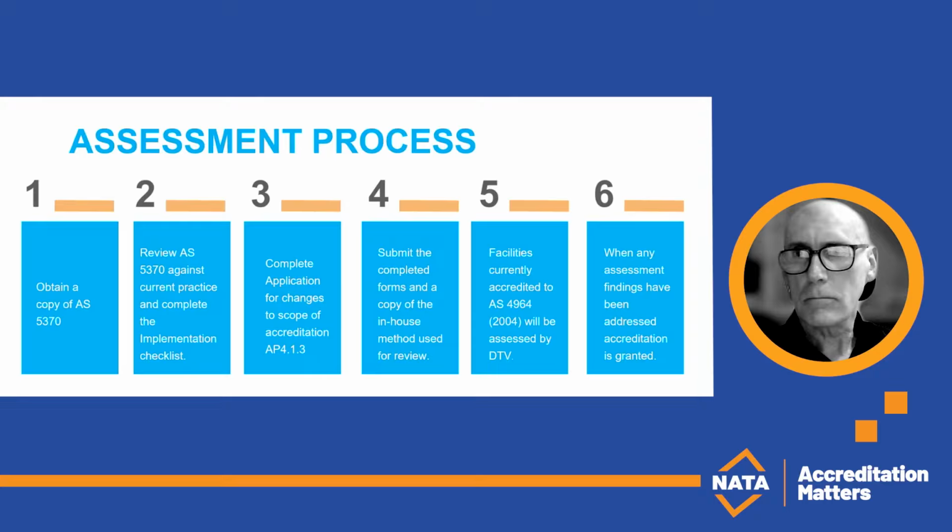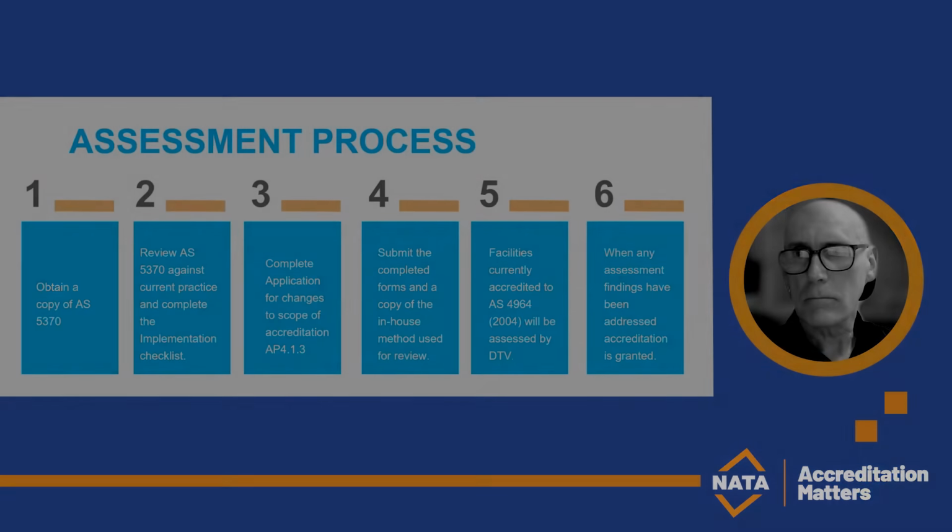Then it's really standard NATA practice after that. So complete the application for changes form, AEP 41.3, which can be downloaded from the website. Submit the completed forms and a copy of the in-house method for review in the normal process. And then facilities that are accredited to 4964 currently will be assessed by desktop variation, which means we won't be making a visit to the facility. And then when the findings are addressed, we'll grant the accreditation to 5370. Now, if you're an applicant facility, you will have to have an on-site visit to get the 5370.